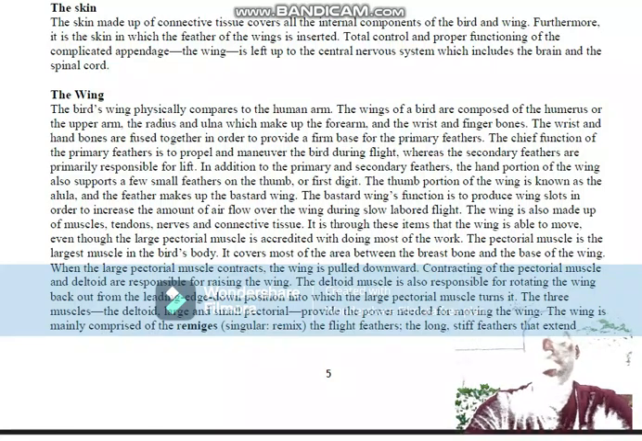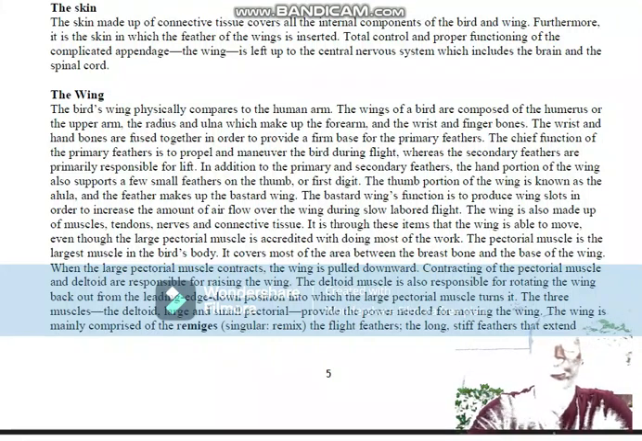Now, the pectoral muscles and the deltoid muscles are responsible for the raising of the wing, and the deltoid muscles are also responsible for rotating the wings backward from the leading edge down position to which the large pectoral muscles bring them. Now, there are three main muscles responsible for the wing movement, including the deltoid muscles, the large pectoral muscles, and the small pectoral muscles, which provide enough power for the movement of the wing.